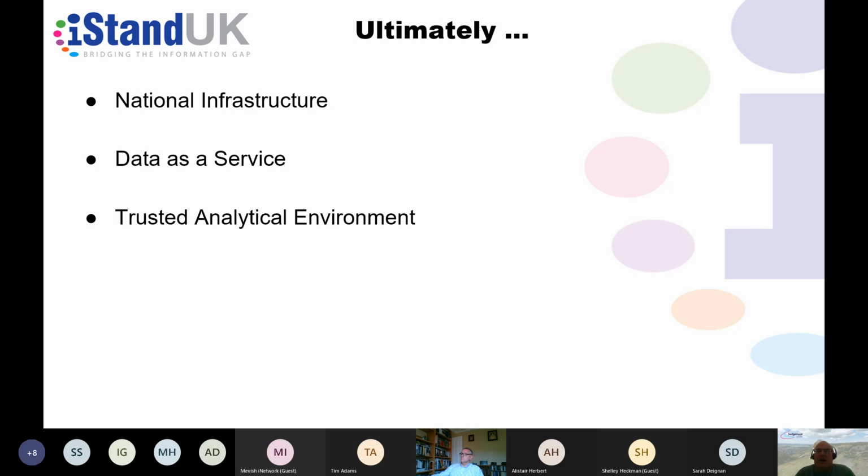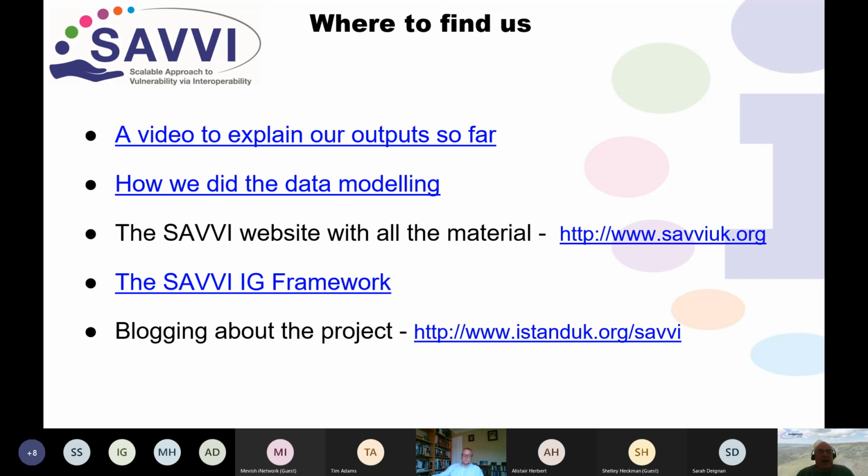So this is ultimately about national infrastructure. It's about a trust framework in which data is handled as data as a service, and it's about working together to analyze and understand what works. What are the right risk indicators that find the right people, and what kind of interventions work well. So I think that's ultimately the journey that we're on.